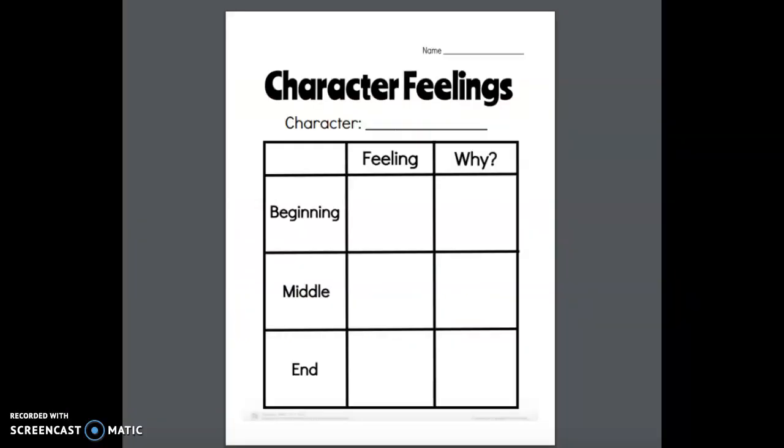This is the graphic organizer we'll be using after we're done listening to the story. You're going to think about the character, and we're going to use the little boy for our character. You're going to think about at the beginning, how is he feeling and why? So you're going to need to find text evidence. In the middle of the story, think about how he is feeling and why. And at the end of the story, think about how he is feeling and why.